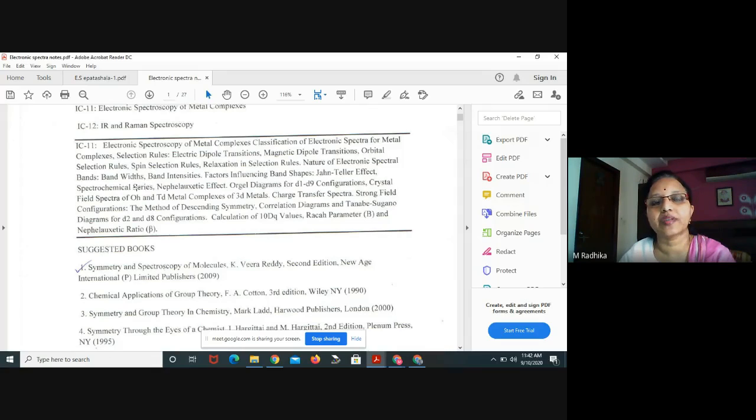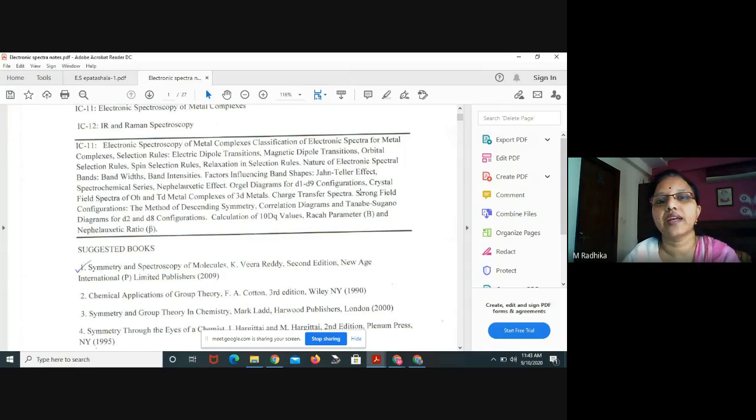You'll be studying about the spectrochemical series. We have already done this. When you were studying the crystal field theory, we studied the spectrochemical series, where we place the strength of the ligands from the weak field to the strong field. Then you have the nephelauxetic effect. Then Orgel diagrams, even this we did in second sem, for D1 and D9 configurations. So this will be a little bit of repetition. It will be helpful for both your second sem and third sem.